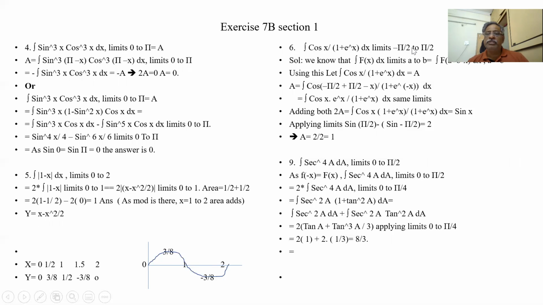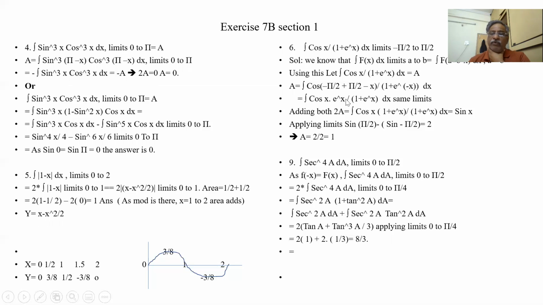So p plus q is 0. I put cos of minus x, which is cos x, by 1 plus e to the power of minus x. E to the power of minus x is 1 by e to the power of x. That means e to the power of x plus 1, into 1 by e to the power of x, will come into the numerator. So this is the equation.